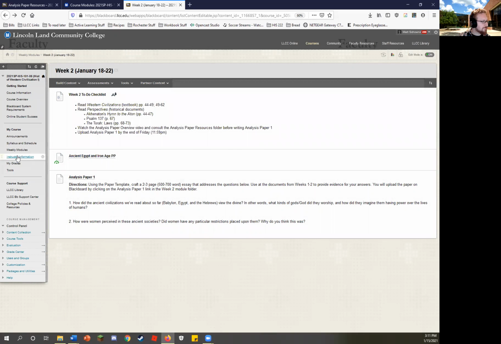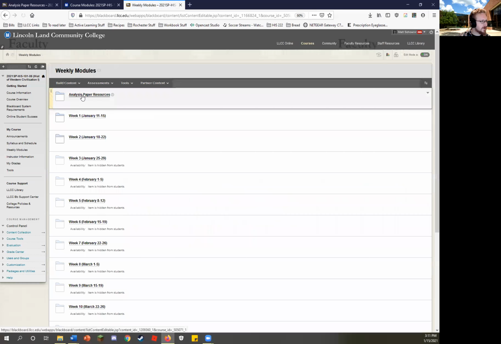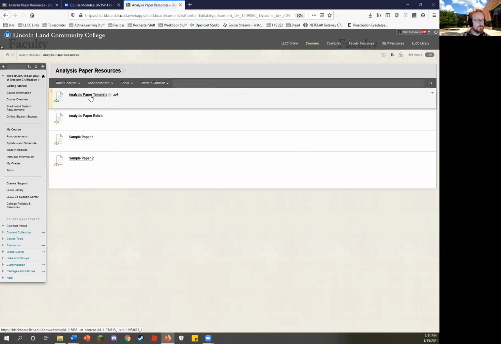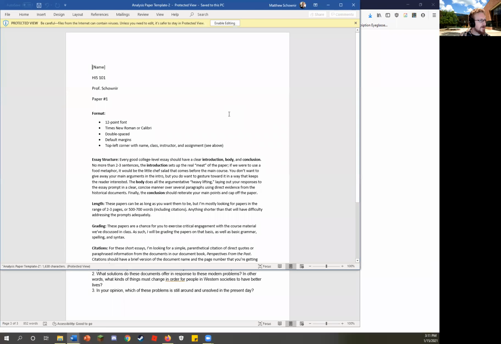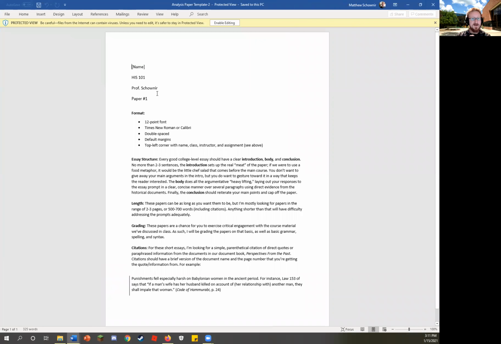All right, backing out to the weekly modules, I want to click on this analysis paper resources folder and give you a little bit of info, because I think a lot of this is really going to help many of you when writing these short papers. Number 1 is the analysis paper template, right here at the top. We're going to open that up and I'm going to walk through a little bit of it with you. This will always be there in that folder. None of that stuff is going to go away even after our first assignment, so you can always refer back to it if you need.